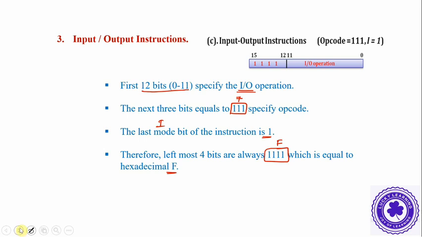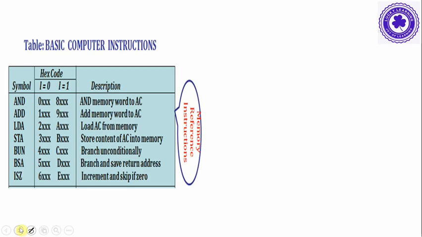Now, when it comes to what the instructions are, we'll see the instructions in detail. In the computer, the memory reference instructions total 7. Why? Because the opcode represents 0 to 6. There are 7 memory reference instructions: AND, add, load accumulator, store accumulator, branch unconditionally, branch and save return address, and increment and skip if 0. And these are the opcode bits in the case of direct address and indirect address.